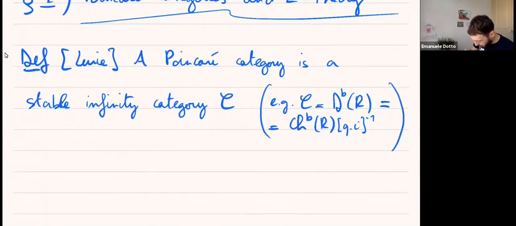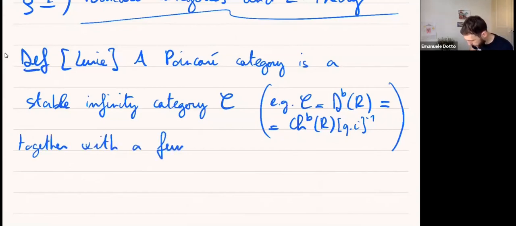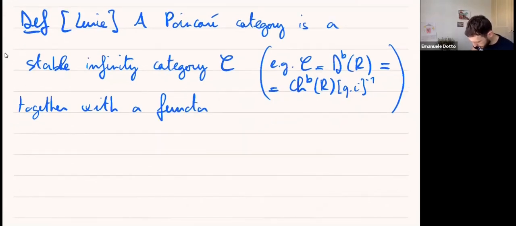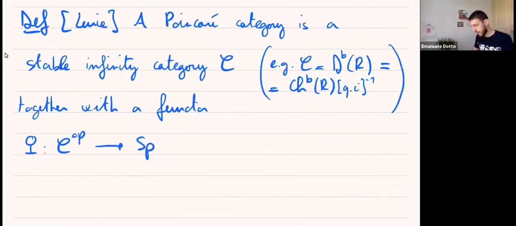And so a Poincare category is such a thing together with a functor Q from the opposite category into spectra. And again, if you really want to have this example in mind only, you can also take a functor valued in chain complexes. That's also fine. That already gives a lot of interesting examples. So it's a functor like this, which satisfies certain conditions. So let me go through them briefly.